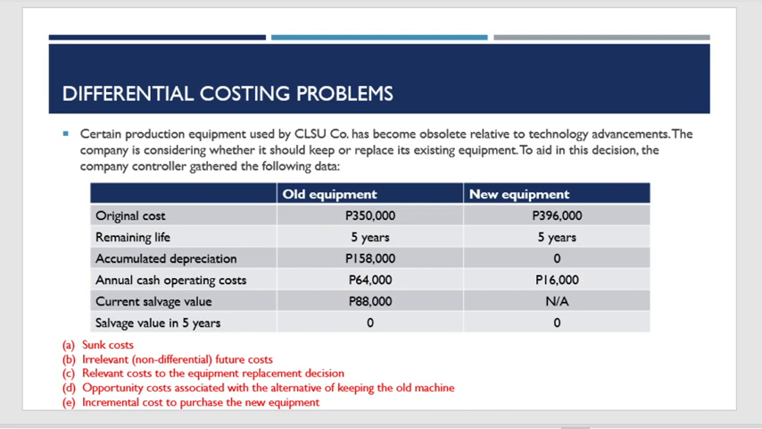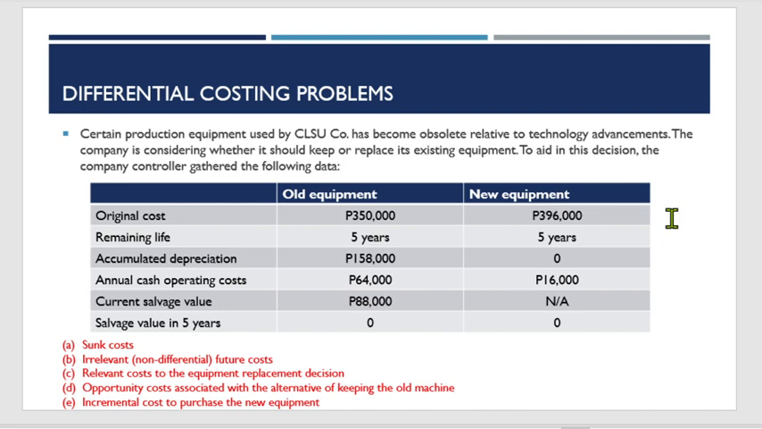Next, the relevant cost. So the equipment replacement decision. Alin dyan ang relevant cost? One is the 396,000 original cost ng new equipment. Kasi kapag binili mo tong new equipment, maglalabas ka ng 396,000. So this is relevant. Next, kapag binili ko tong new equipment, anong gagawin ko dun sa old equipment? Ibebenta ko siya at how much? 88,000, the current salvage value. So that is relevant in the decision making.